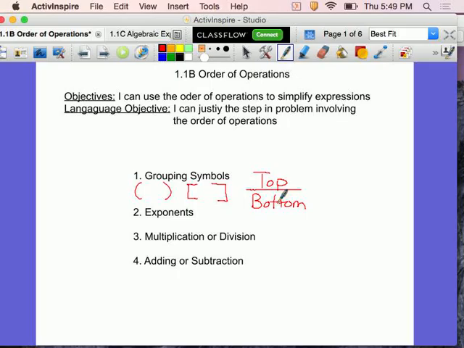And then after that, we just have exponents, which we talked about last class, and multiplication and division. Make sure you're always doing that from left to right. And same with adding and subtraction, left to right. If you aren't already doing so, make sure you have this written down in your notebook. And if you need to, pause the video and copy this down.